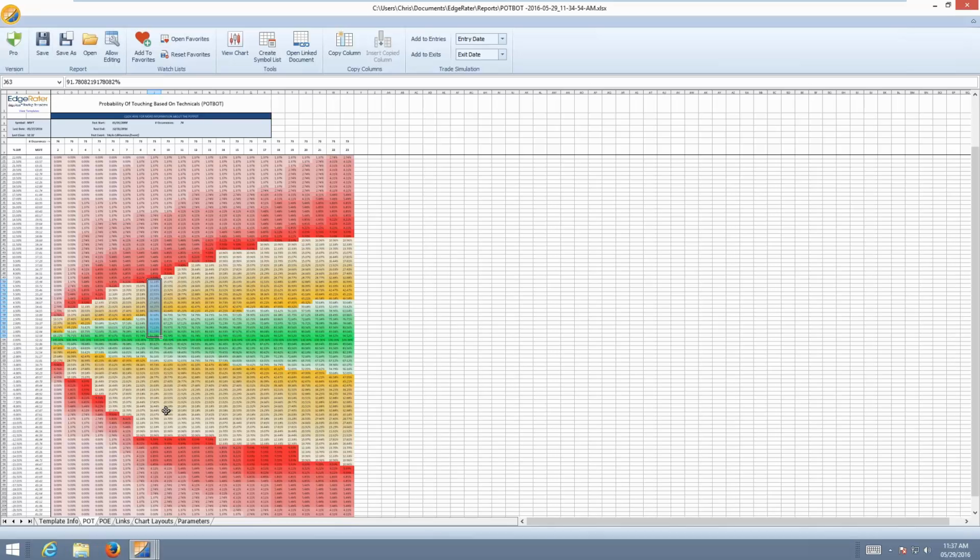So what that says is that over the last 16 years in Microsoft, whenever there was a hammer, after 9 days, I think that's the 9-day column, price was generally, on average, lower than it was higher. It had the ability to touch lower levels after a hammer than it had the ability to touch higher levels.